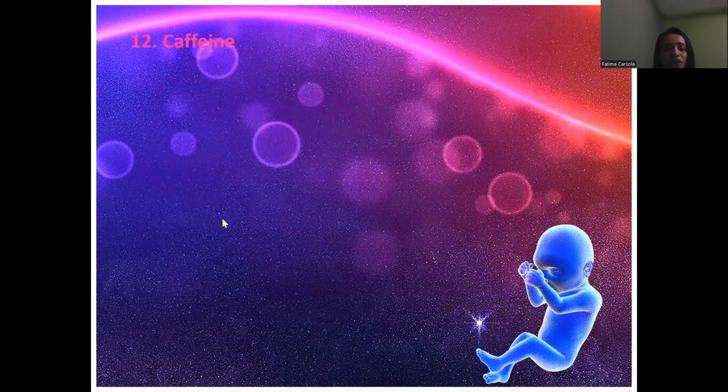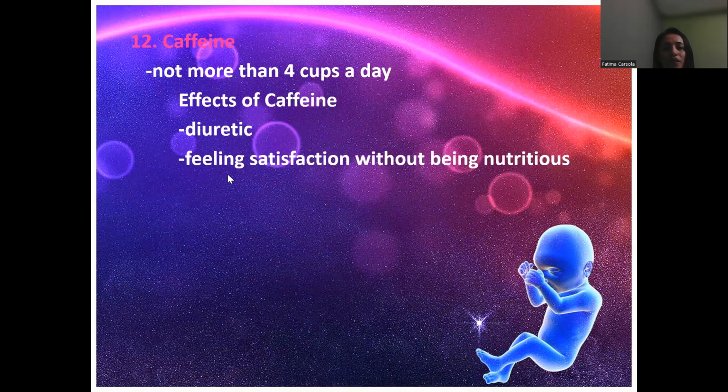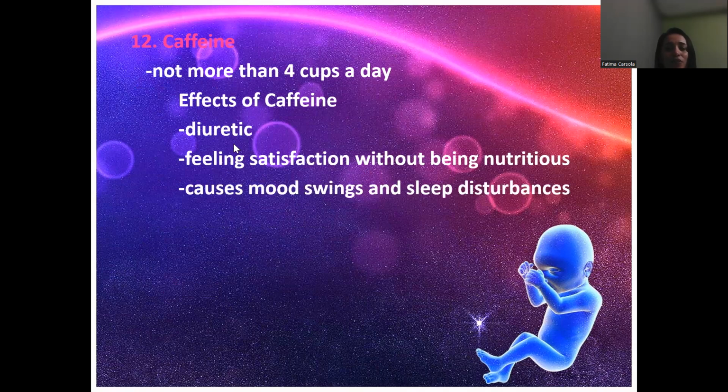We are almost done. Caffeine, of course, wag kang puro kape, not more than 4 cups a day, okay? Because you might have problems with sleeping or feeling satisfied na wala ka namang nutrition and it might increase diuresis, okay? And you will have mood swings and sleep disturbances. And it may interfere with iron absorption.